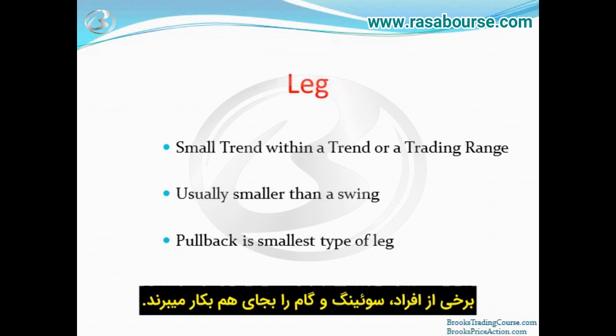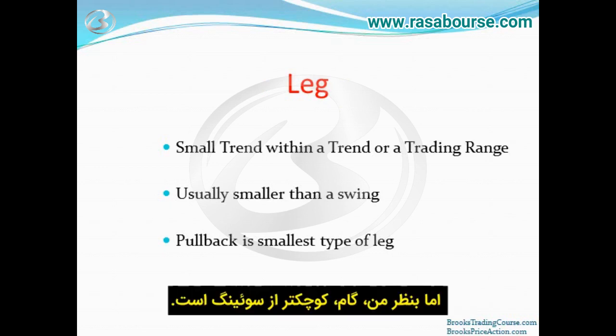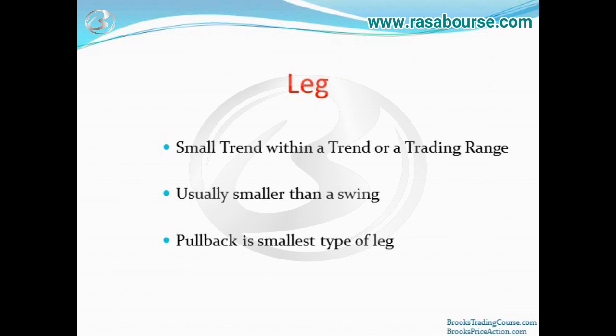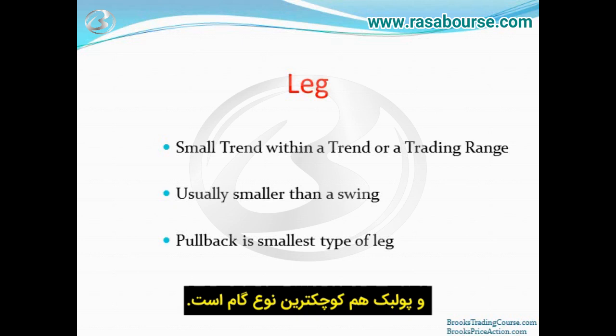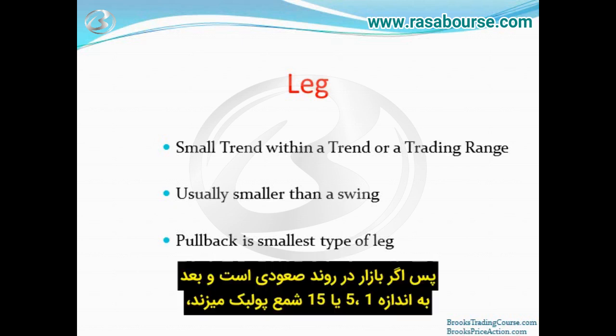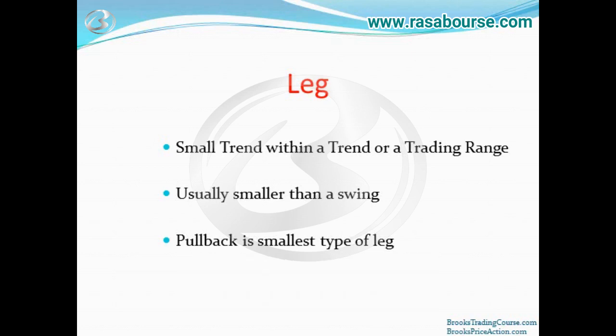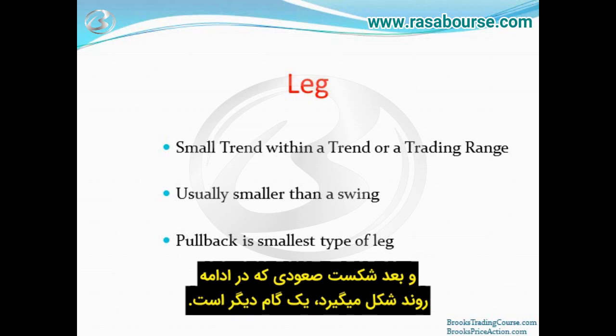Some people use swings and leg interchangeably, and I usually think of a leg as smaller than a swing. It's a small trend within a trend or a trading range, and a pullback is the smallest example of a leg. So if the market's in a bull trend and then it pulls back for a bar or 5 bars or 15 bars, that pullback is a leg, and the bull breakout and the resumption of the trend is another leg.